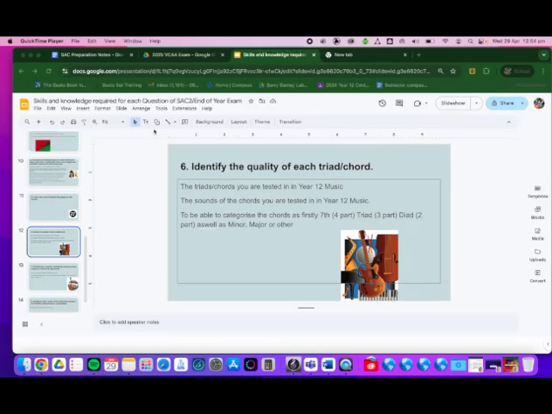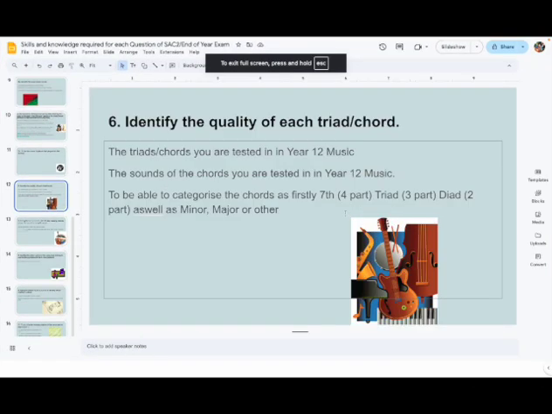Car exam from last year. So identify the quality of each triad. What do we need to know?